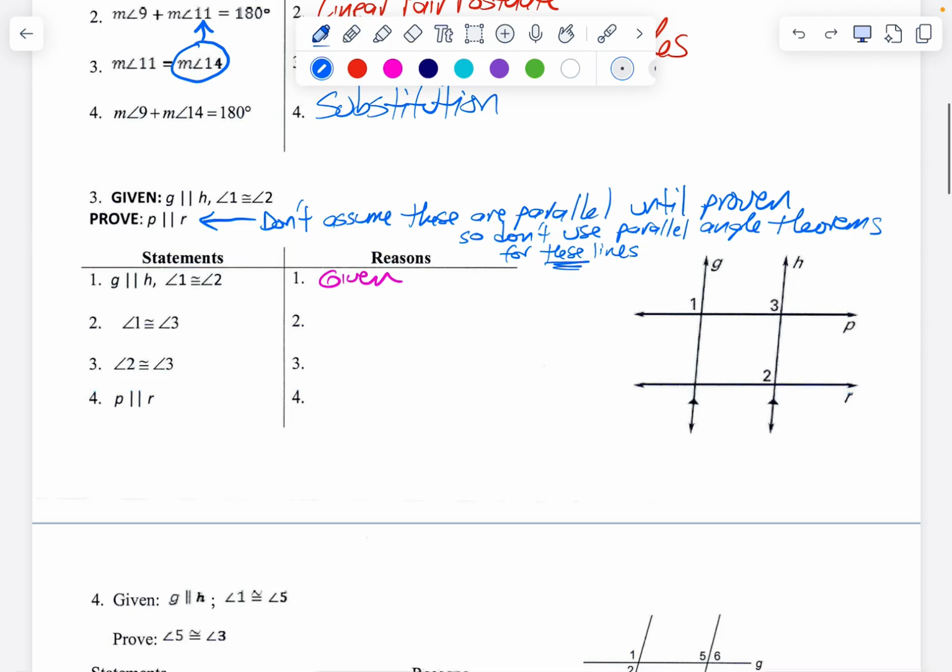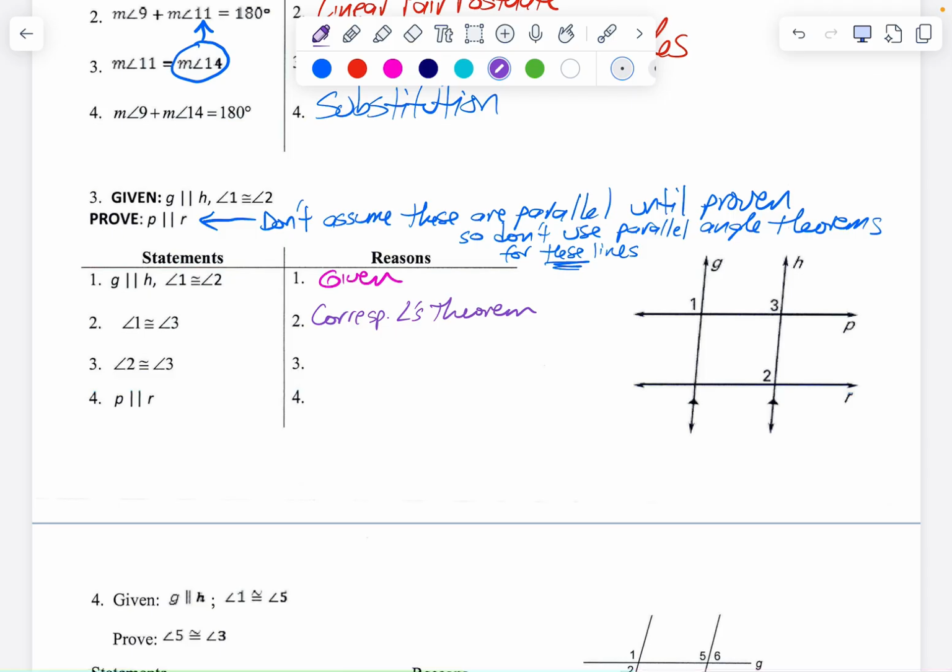So we've got our given. Easy step there. Angle 1 and 3 are congruent. Why? What kind of angles are angles 1 and 3? Yeah, if we ignore this entire bottom part of our figure, we see G and H are parallel, P is a transversal, and that sets up 1 and 3 to be corresponding angles. So we'll say corresponding angles theorem. We don't need to use the converse because we're not using it in that direction.